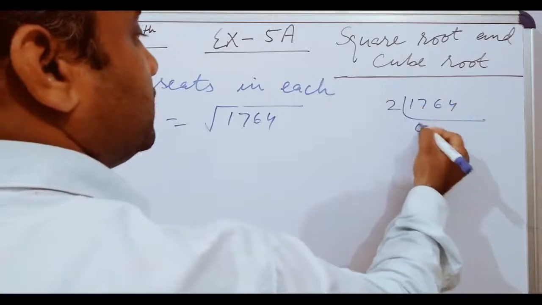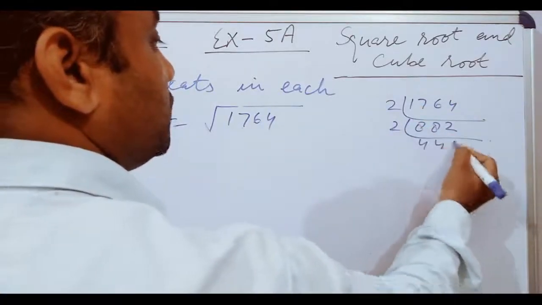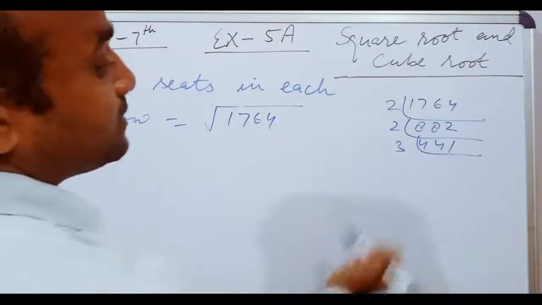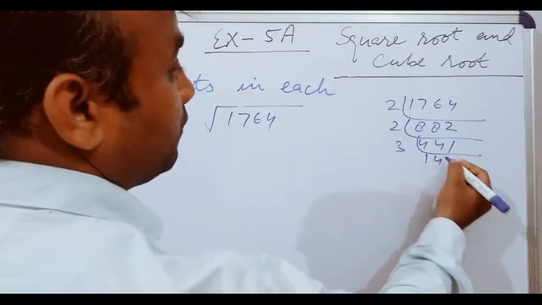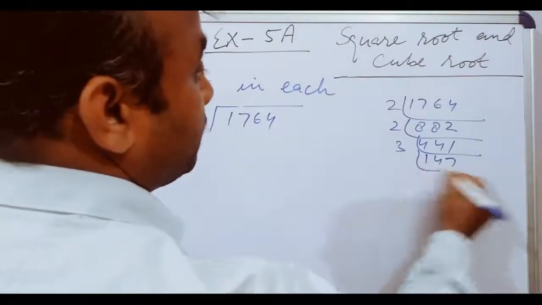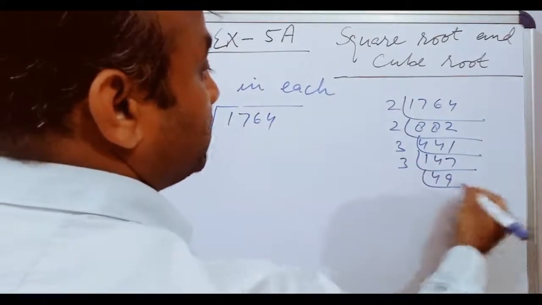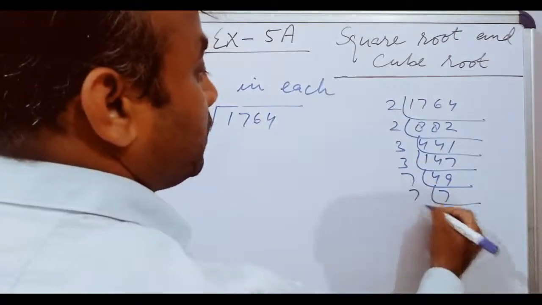By 2: 2 8s are 16, 2 8s are 2, 2 2s are 4, 2 4s are 2, 2 1s. Now by 3, because the sum of all digits is divisible by 3: 3 1s are 3, 3 4s are 12, 3 7s are 21, 3 4s are 12, 3 9s are 49, 7 7s are 49, 7 1s.